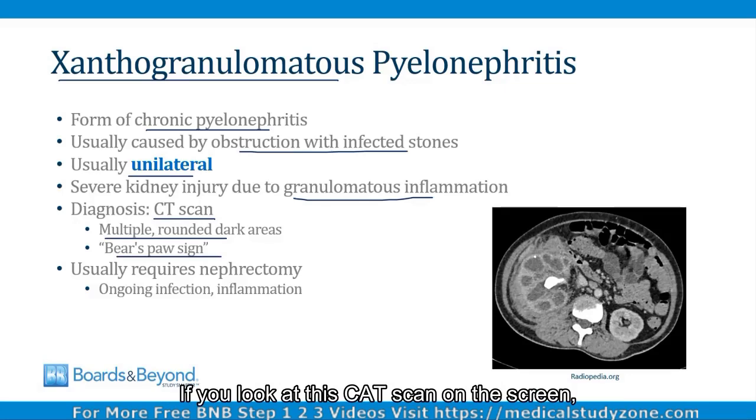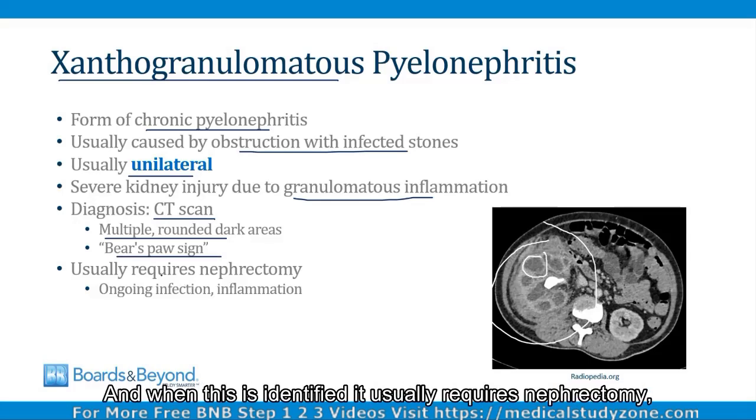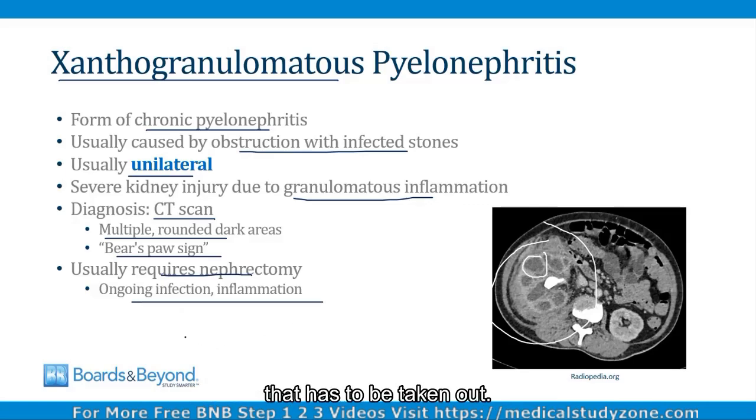If you look at this CAT scan on the screen, you can see the right kidney is enormous. It's also got these dark areas here, and these dark areas look like a bear's paw, and therefore this is called the bear's paw sign. And when this is identified, it usually requires nephrectomy. That's because the cause of xanthogranulomatous pyelonephritis is ongoing infection and inflammation that has to be taken out.